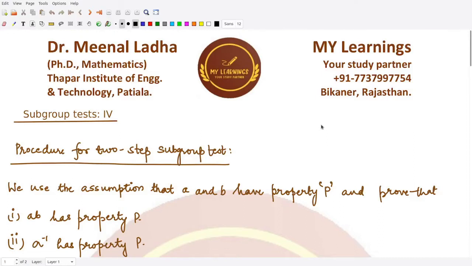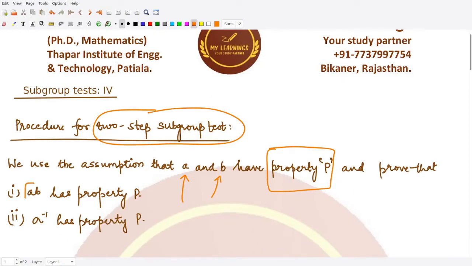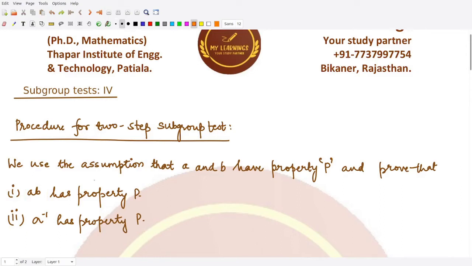In this video we'll be looking at examples of the two-step subgroup test. Before that, let's see what the procedure for the two-step subgroup test is. Here we first assume that both the elements A and B have the property P. We will prove first that AB also follows the property P, and then that A inverse also follows the property P. So this is our aim here, right? That is why this is known as a two-step subgroup test, because we have two steps involved.